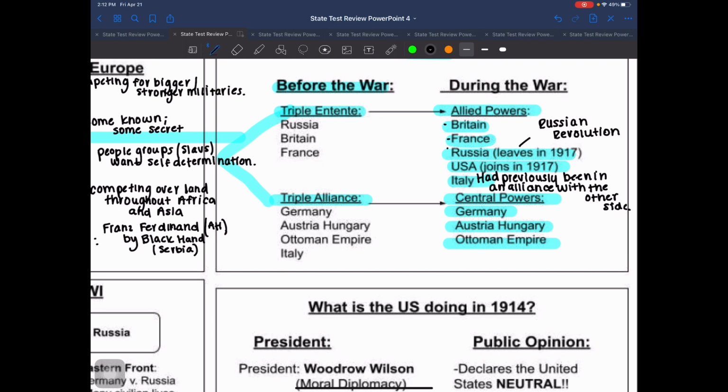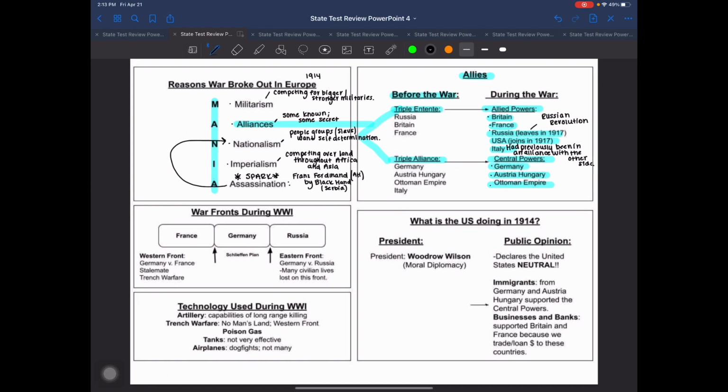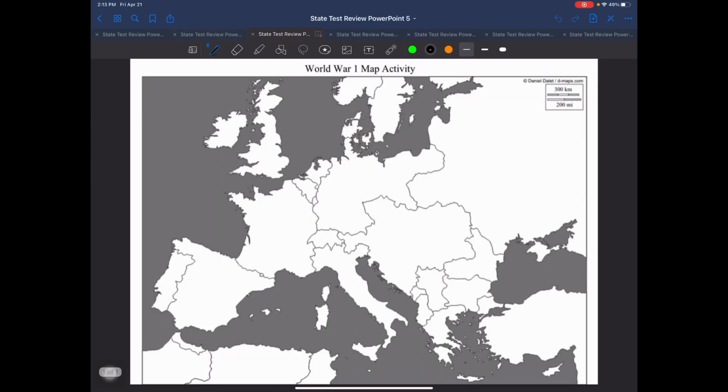And then the three empires that make up the Central Powers, and if you actually look at a map of Europe, which I do have on the next page, and we're going to break it down in just a second, are Germany, Austria-Hungary, and the Ottoman Empire. All right. So we're going to be flipping back and forth from this page to the next one, which is a blank map of what Europe looked like at the time. I want you to pull this map out, and we're going to do some labeling here.